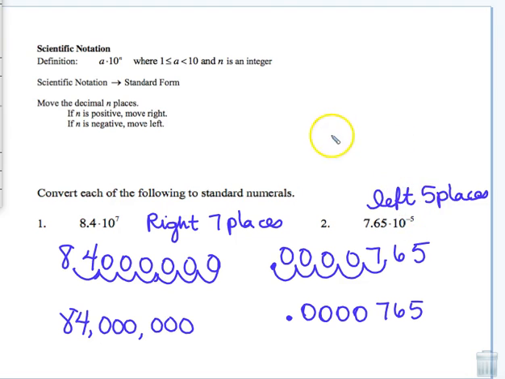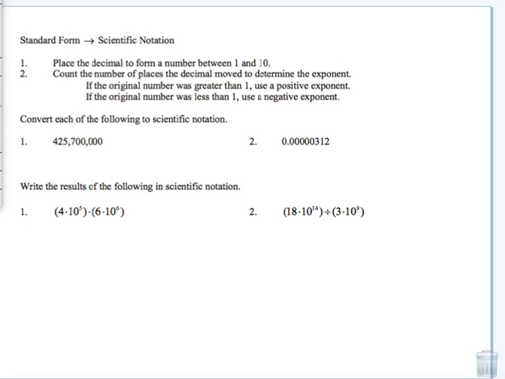On the next few problems, we're going to go the other direction. I'm going to give you that large or small number, and I'm going to ask you to write it in scientific notation. You have a 2-step process. You place the decimal in the form where the number is between 1 and 10. You count the number of places the decimal was moved to determine the exponent. And you know our rules already on the positive and negative.